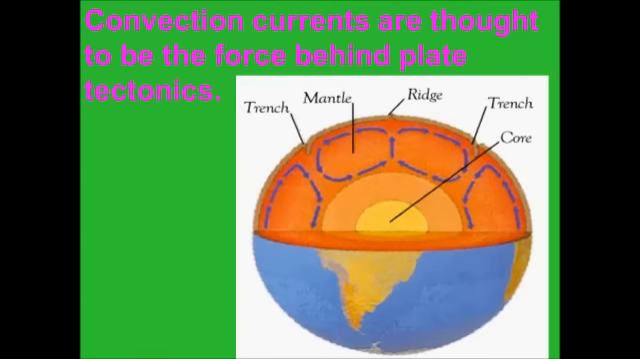So why does the crust move slowly over time? Well, this is the culprit right here. It's convection currents. Convection currents are thought to be the force behind plate tectonics, and the reason being is because there's a pretty big difference in temperature from the inside of the Earth, the inner core, all the way up to the surface of the Earth, where the crust is located. Because of that difference in temperature, you're going to get these currents that form.